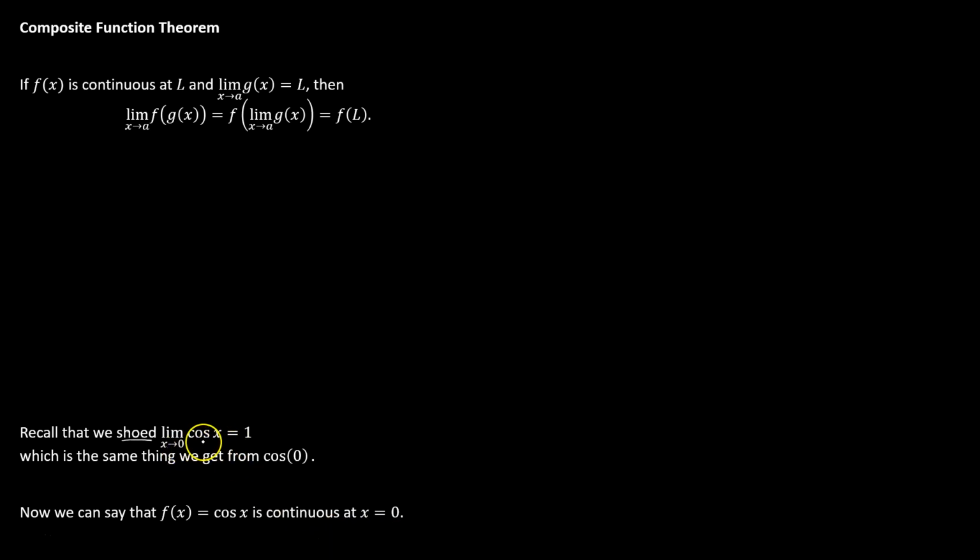We're going to use this fact, but before we continue, we're going to apply what we just discussed about cosine and the limit as x goes to 0. We're going to apply that to the composite function theorem. So if we wanted to evaluate this limit, where x is approaching pi over 2, the function that we're working with is cosine of x minus pi over 2.